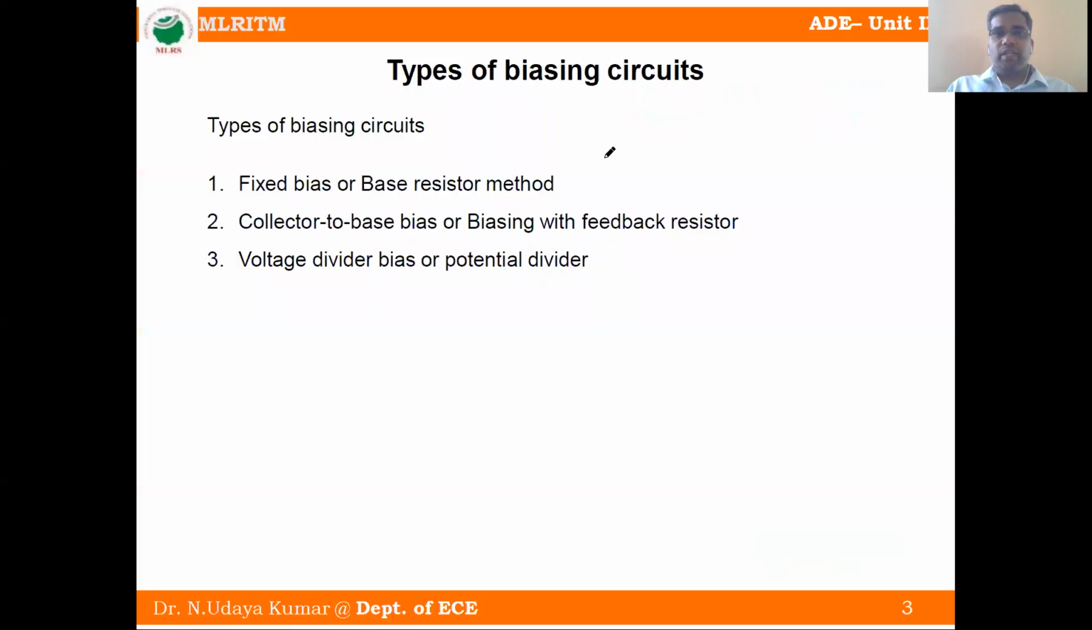So, types of biasing circuits. First one is fixed bias or base resistor method. Second one is collector to base bias, or biasing with the feedback resistor. Third one is voltage divider bias, or potential divider. These are the different types of biasing circuits. Today we will see the collector to base bias, or biasing with feedback resistor, which is derived from the fixed bias or base resistor method.